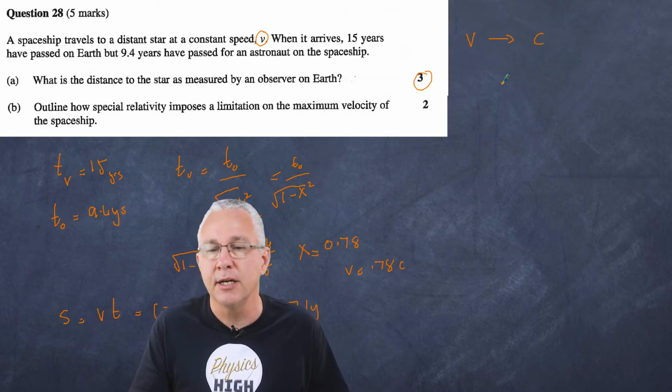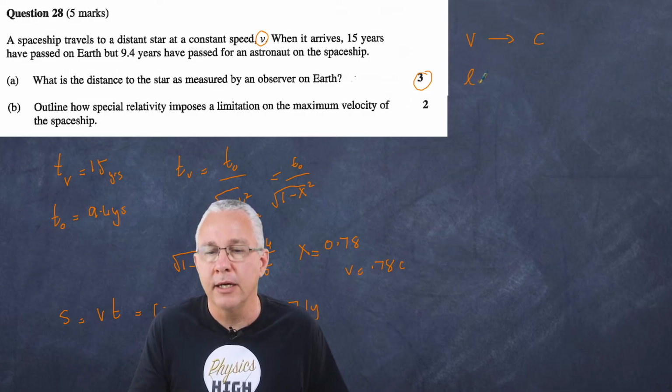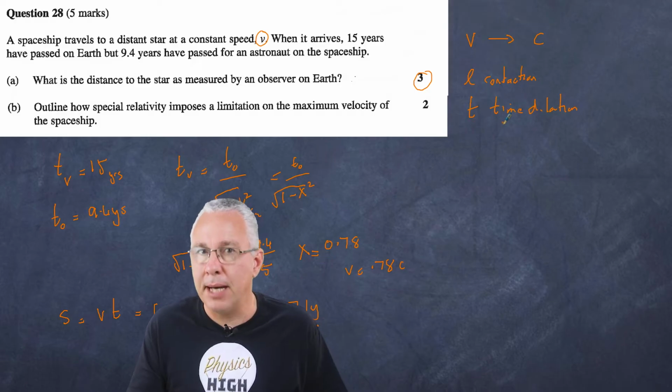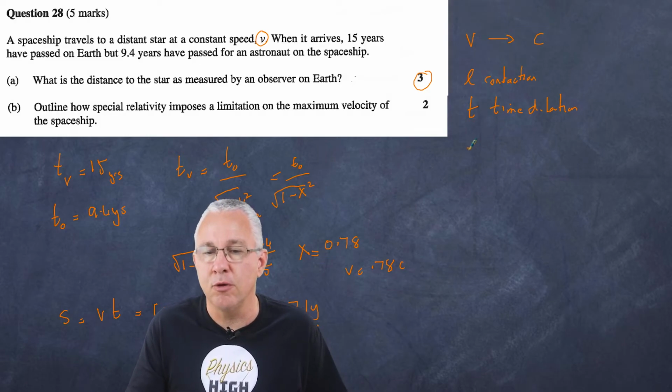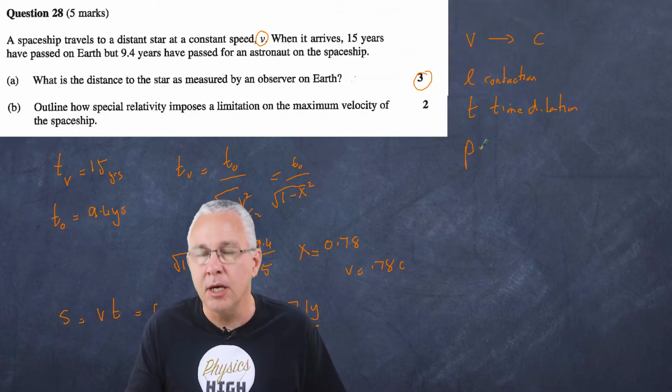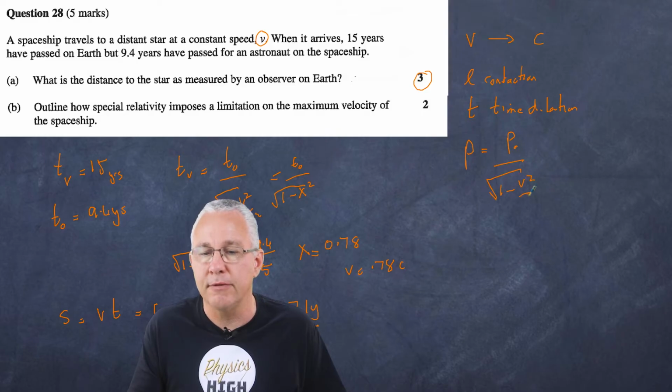We've already discussed, first of all, length contraction. We have, of course, time dilation. But we also have what we call momentum dilation. And that formula is that the momentum of a particle as it approaches the speed of light is due to momentum dilation, where you have this formula, 1 minus v squared over c squared. Now what does that mean?